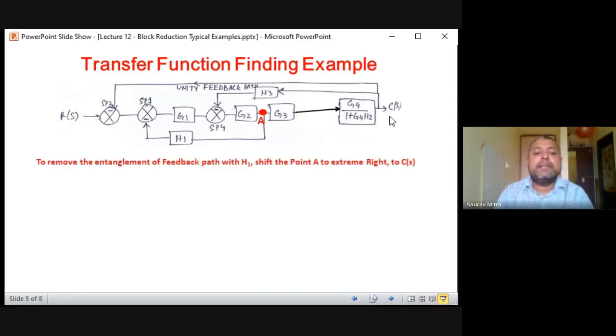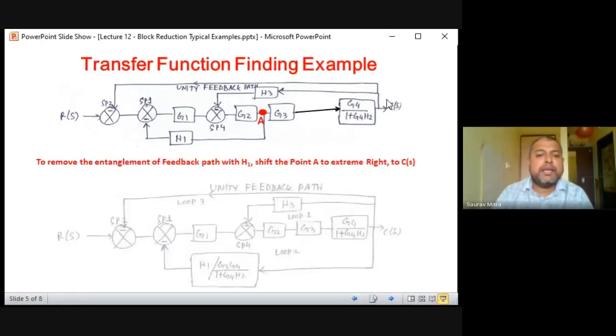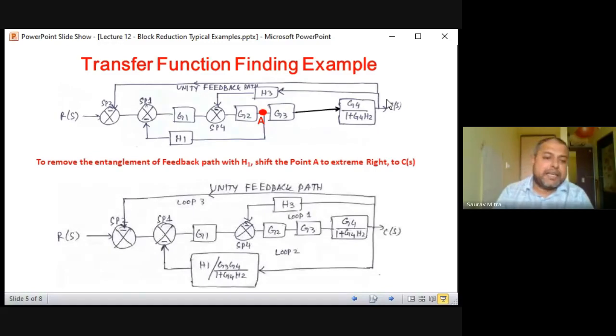What I have to do is remove the entanglement of feedback path H1. A feedback path is named by its feedback gain, so H1 is a feedback gain. This entanglement has to be removed. So shift the point A to the extreme right, very close to the C(s) point. That is what I'm doing, and I have redrawn the diagram.